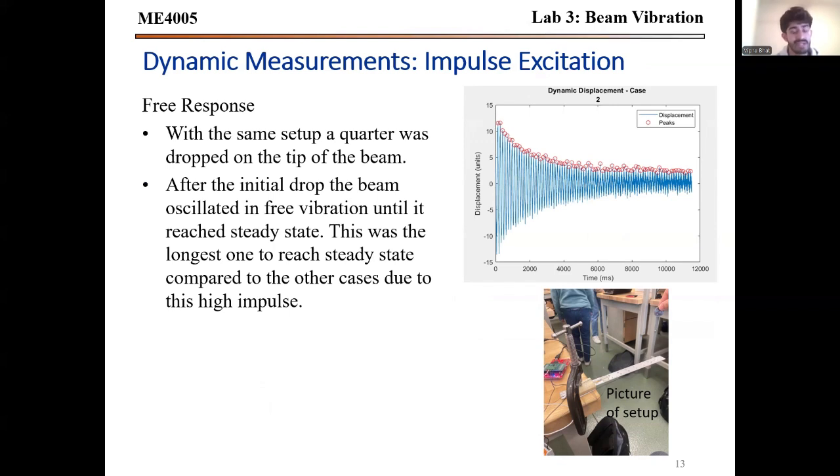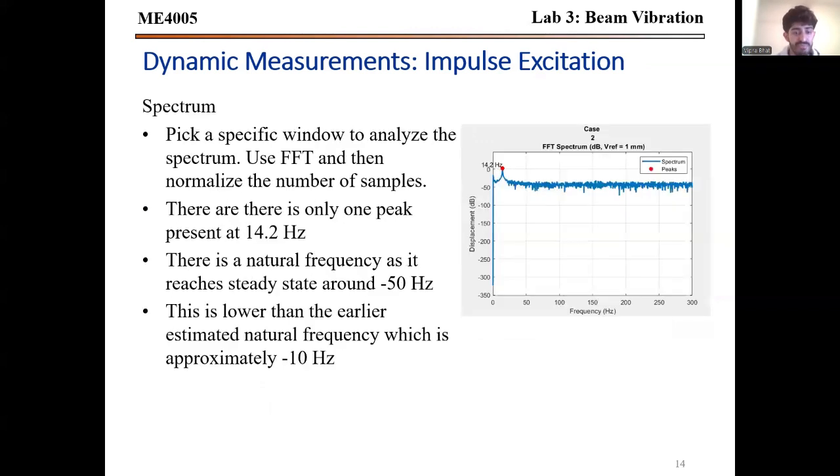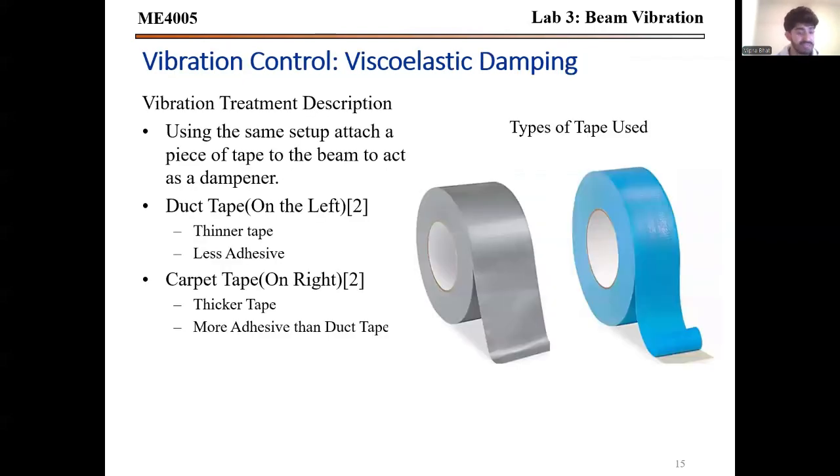was dropped after an initial drop. This was the longest one to reach steady state due to a high impulse, as shown in the picture. Pick a specific window to analyze the spectrum as before, and there was only one peak present. And this was also lower as it was -50, but we found it earlier as -10 Hertz.